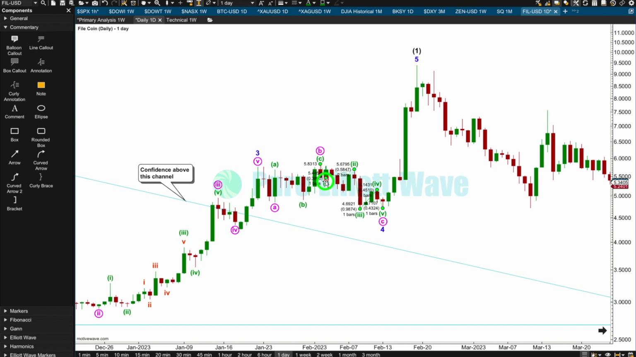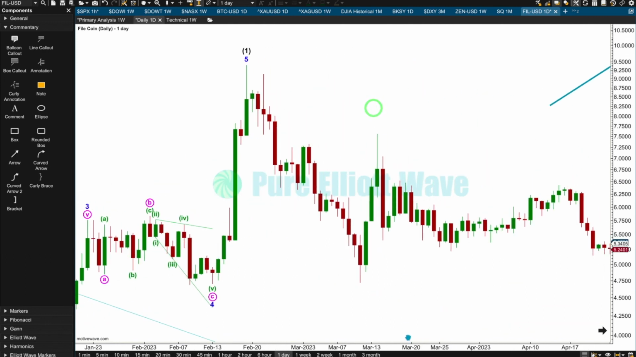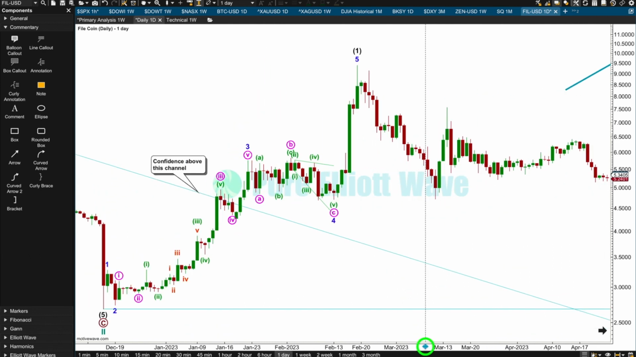So could it be an ending expanding diagonal with 1 and 2 here, and 3 and 4? Yeah, that's going to work. Oh yeah, and the trend lines look okay. Okay, so that's fine. Let's zoom in on the structure of intermediate 2.